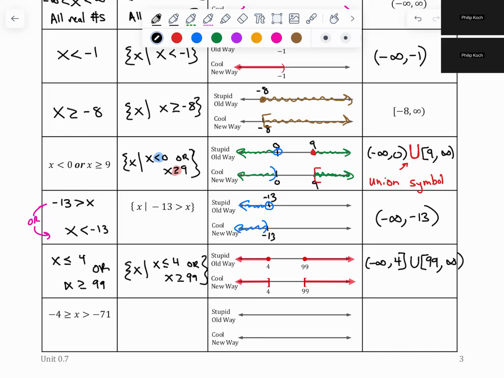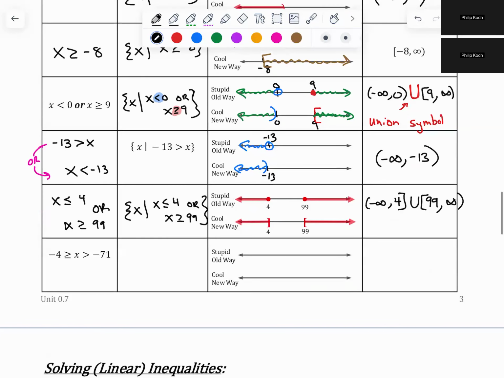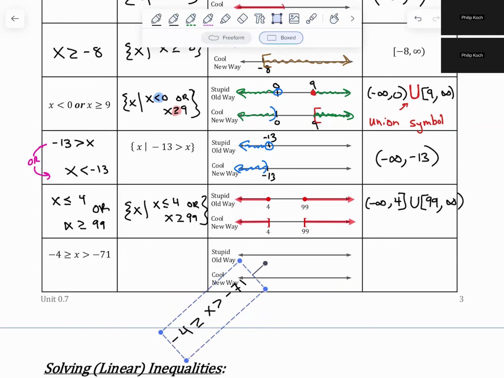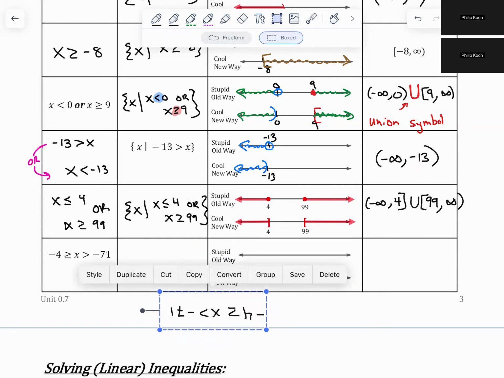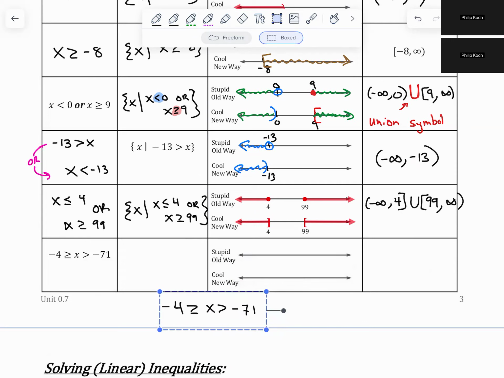Last one. It's another sandwich situation, but it's written in the weird way. So all we need to do, and this is where having an iPad is fun with this, is just flip the whole thing around. Keep the points where they belong. So I'm going to flop it.